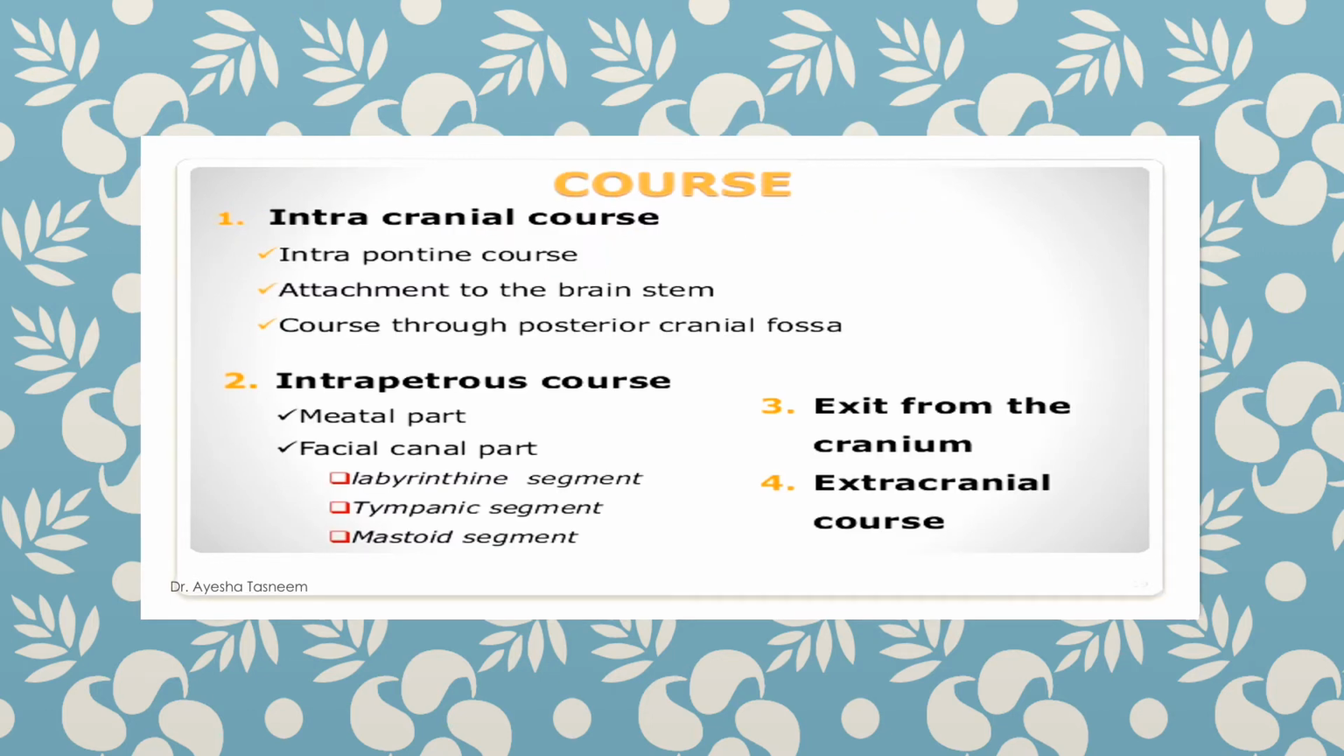Then we come to its course. The intracranial course includes the intrapontine pathway, then attachment to the brainstem, then course through the posterior cranial fossa. Then it travels in the petrous temporal bone by its meatal part and part in the facial canal, where it has labyrinthine, tympanic and mastoid segments, and finally it exits from the cranium and has an extracranial course.